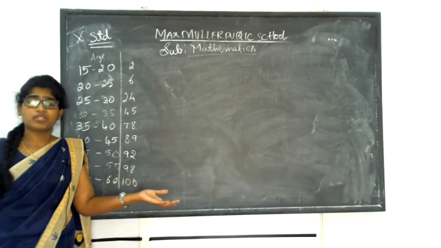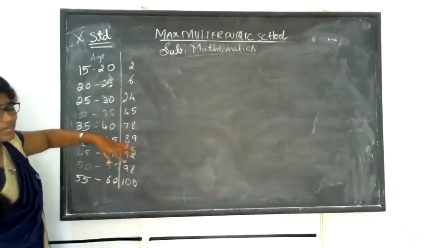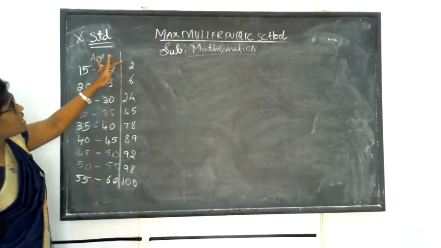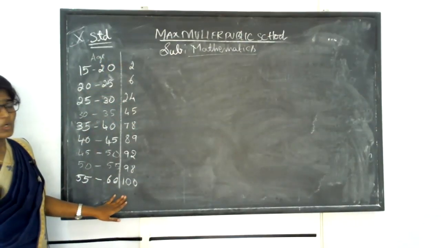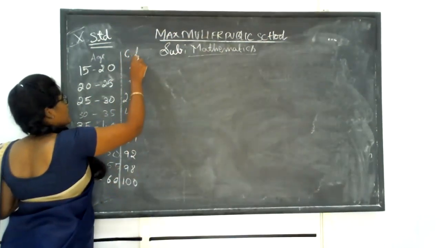How was your frequency? Random numbers 2, 6. It might be 2, 12 might come, 1 might come, 0 might come, like that it was. But here it is in ascending order. What is ascending order? Smaller to bigger number. Correct? So something is fishy here. So you are going to take this as your cumulative frequency.